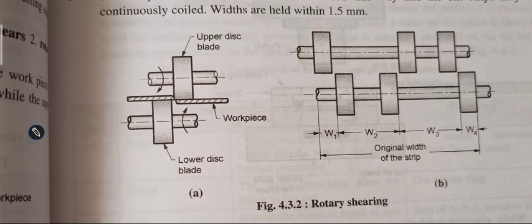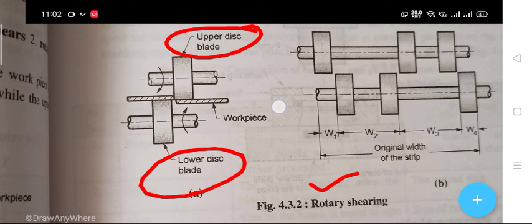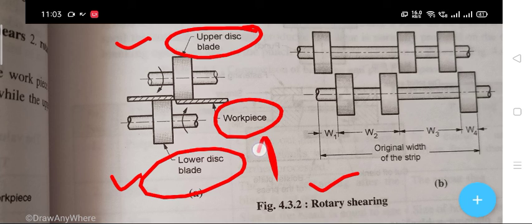This is the diagram for the rotary shearing machine. In this diagram, you can see there is a lower disc blade, this one is the upper disc blade, and this is the workpiece position. Lower disc blade, upper disc blade, and the workpiece. There is the original width of the strip. There are widths W1, W2, W3, and W4. This is the original width of the strip.